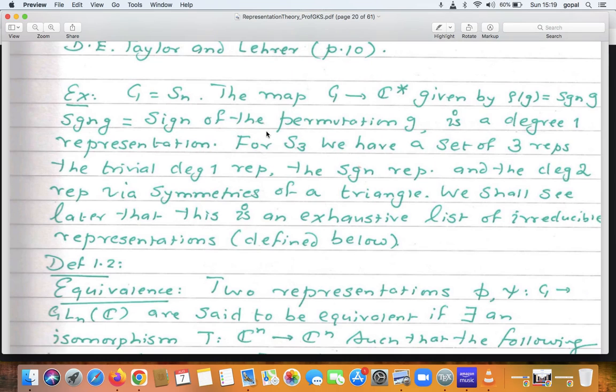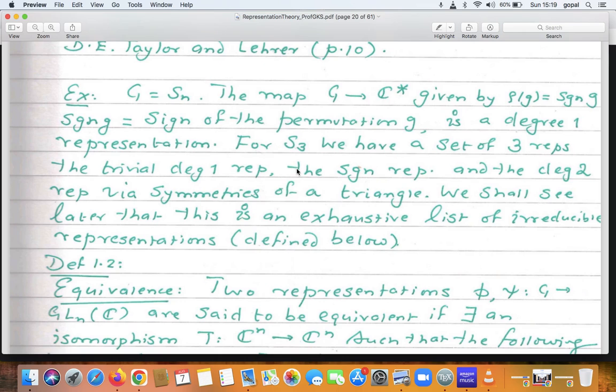And I've been talking about the sign of a permutation. For Sn, the group of permutations on n letters, we got the map G to C star given by a permutation G goes to the sign of G. That's a sign representation. It's a degree 1 representation.